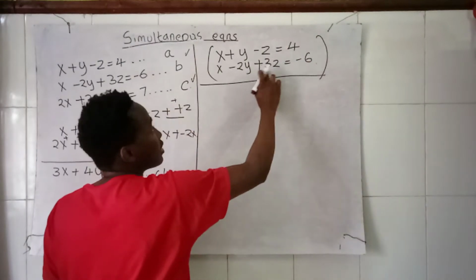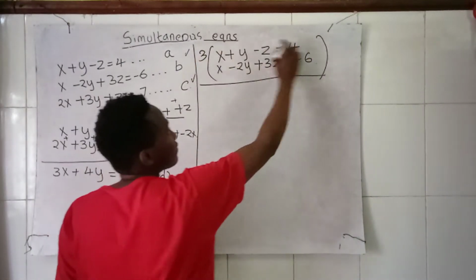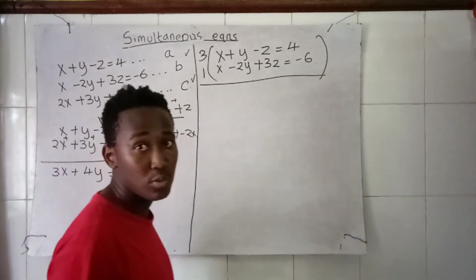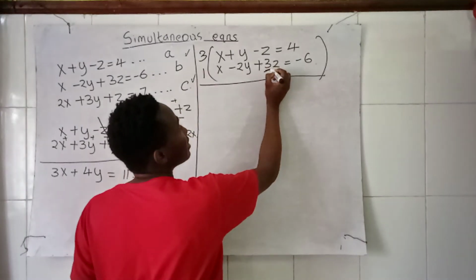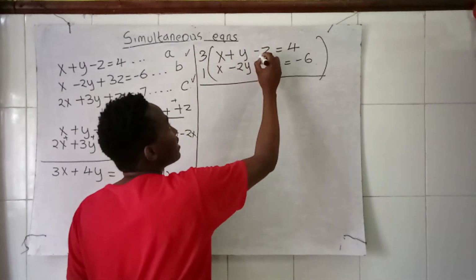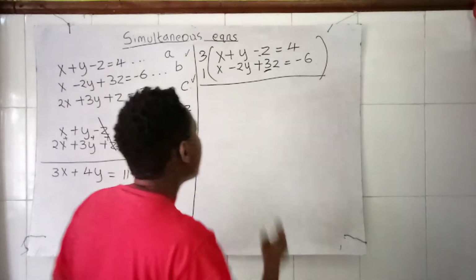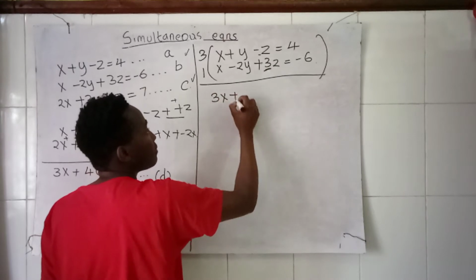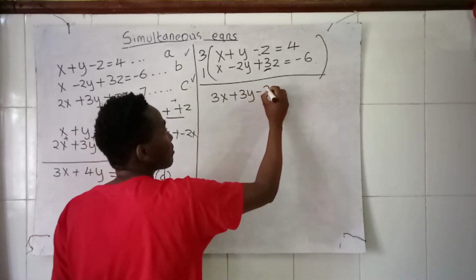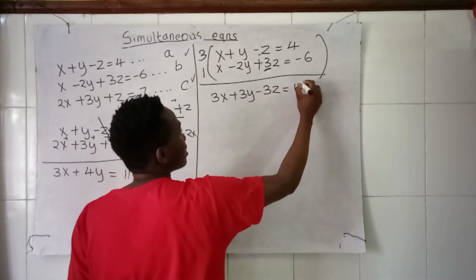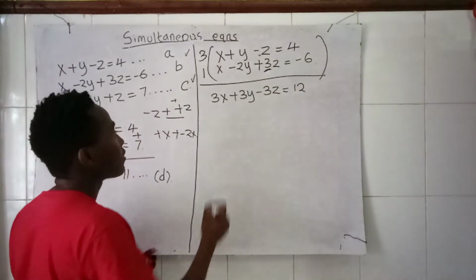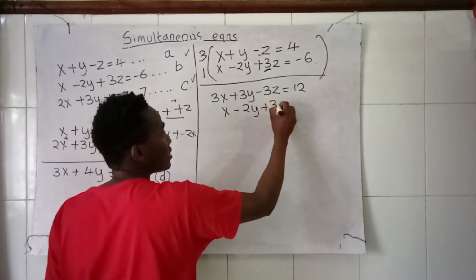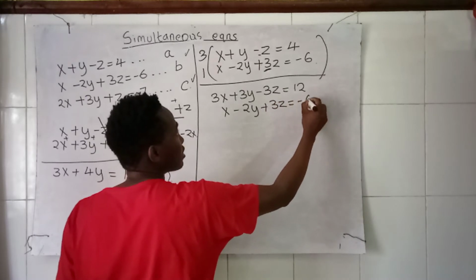For the first one, e3 hapa we multiply the first equation, then here hapa 1 multiplied with the second equation. So una consider ile namba iko hapo mbele. Kama ni 3, you multiply it by 3. If it is 1, you multiply by 1. So open the brackets. I shall have 3x plus 3y minus 3z is equals to 12. And for the second, x minus 2y plus 3z is equals negative 6.